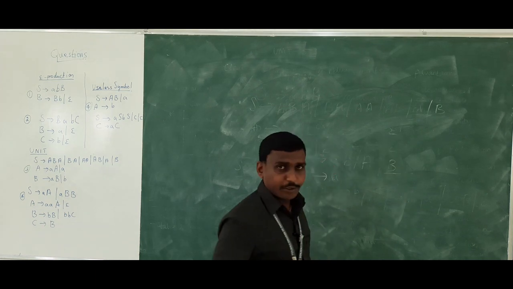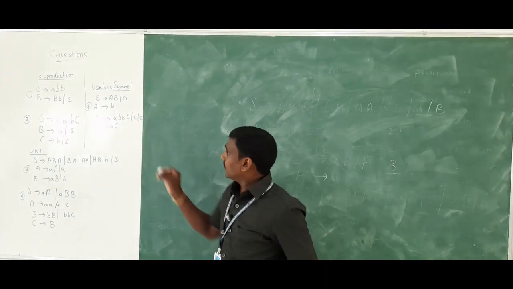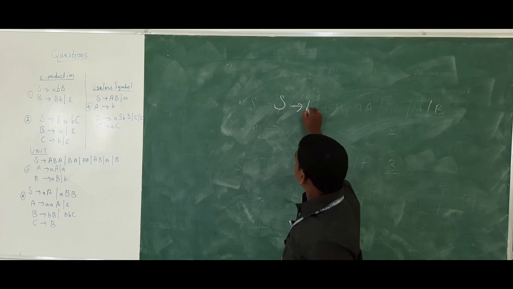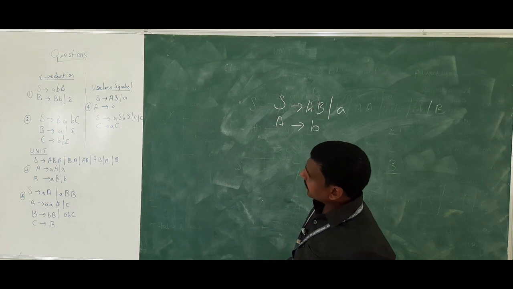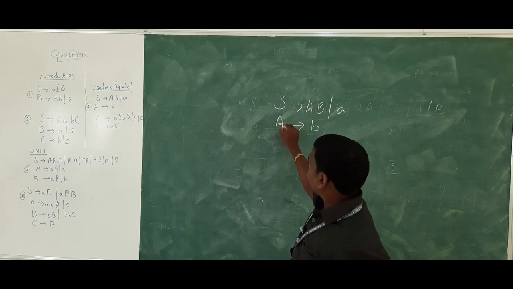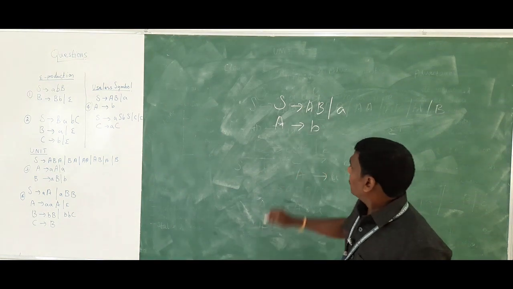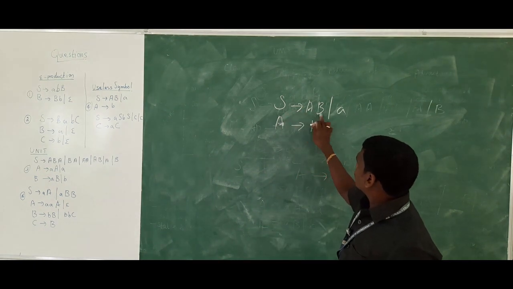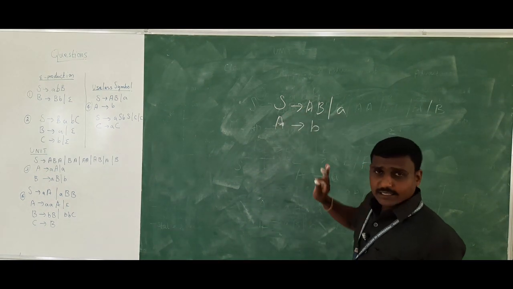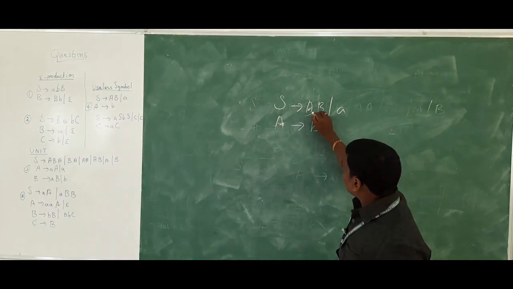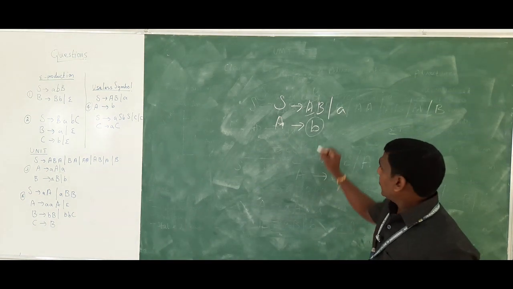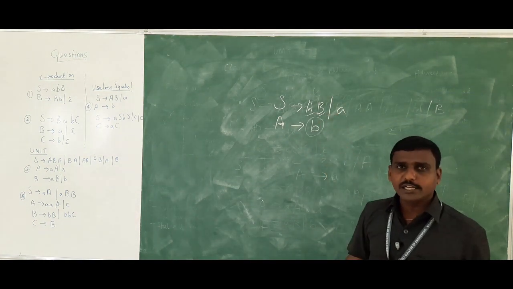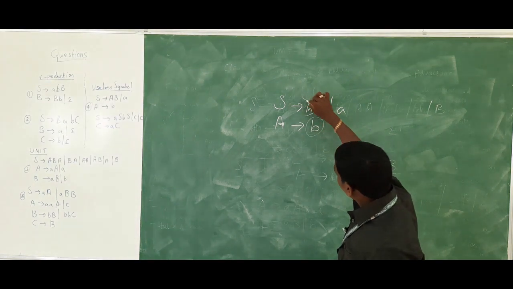Okay, one example I am going to solve. S tends to AB/A and A tends to B. Okay, take this as an example. See, the same thing I told you. For this A, I can apply this terminal. A tends to B is a terminal. But for this B, I cannot apply any terminal. So the whole term is useless.